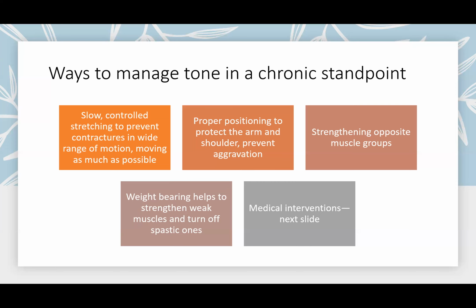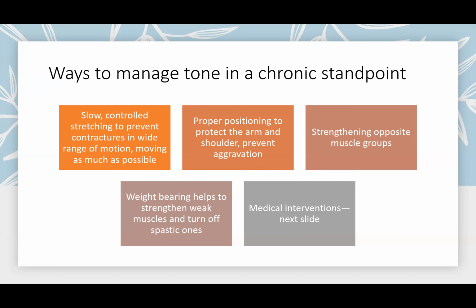And the next point is proper positioning to protect the arm and the shoulder and to prevent aggravation. So, what that means is making sure that if you have any tightness in your arm, whenever you're sitting, sleeping, anything like that, to make sure your arm is properly supported, and more so to try to encourage yourself to position your arm away from your body and in an open posture versus allowing that natural position of kind of holding it towards your chest or towards your body if you do have spasticity.